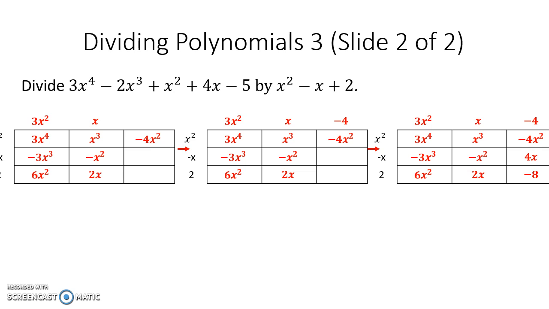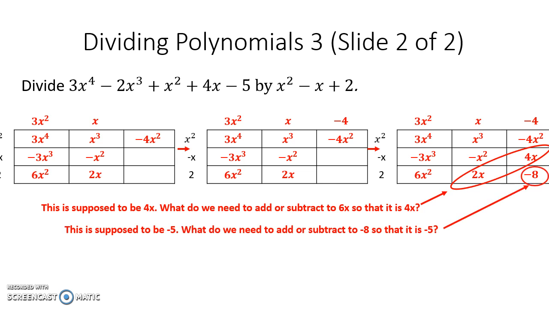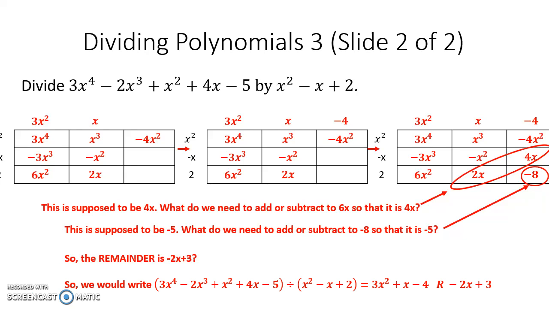So our remainder in this case is actually going to come from 2 parts. We're not only going to have the remainder with the negative 8, we're also going to have a remainder with the 6x. So what can we do to the 6x to make it be 4x? We can subtract 2x. What can we do with the negative 8 to make it negative 5? We can add 3. So we're doing 2 things here. We're not only subtracting 2x, but we're also adding 3. So our full remainder is going to be negative 2x plus 3, because we're subtracting 2x and adding 3. So we just put it together like a linear expression. So we would write our answer as 3x squared plus x minus 4, remainder negative 2x plus 3.